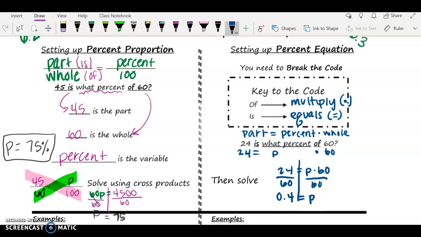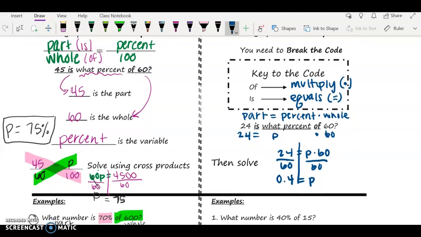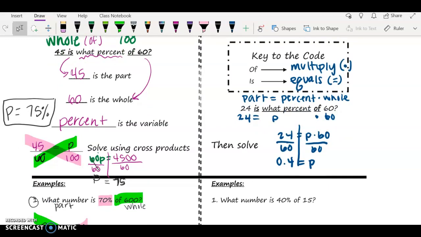But the thing is, because we didn't set it up over 100 like we had in our proportions, there's one more step. So to get our percent, we have to multiply our percent times 100. So 0.4 or 4 tenths times 100 is 40% equals P.